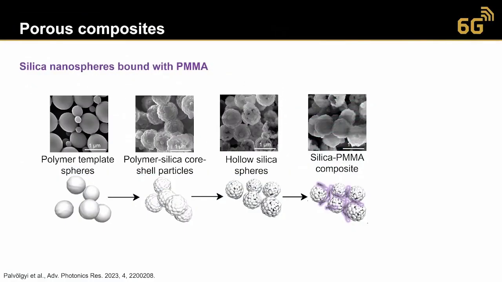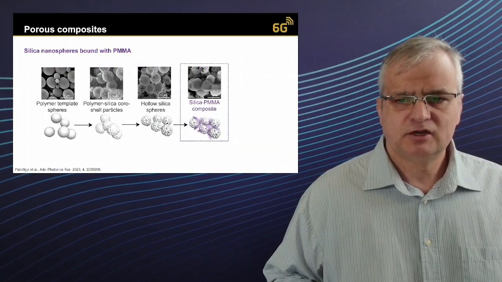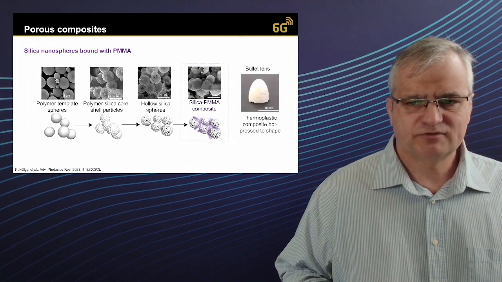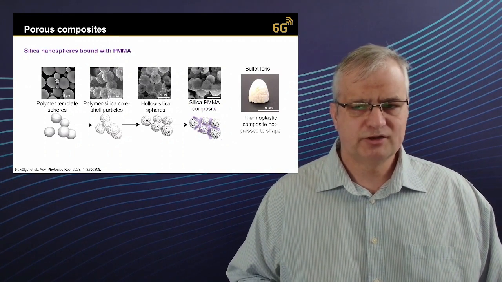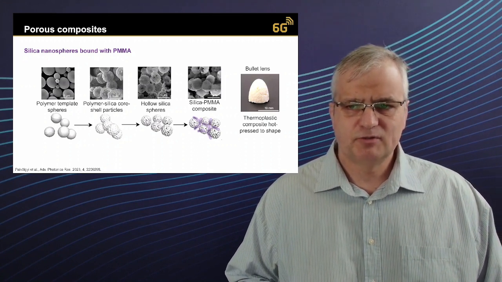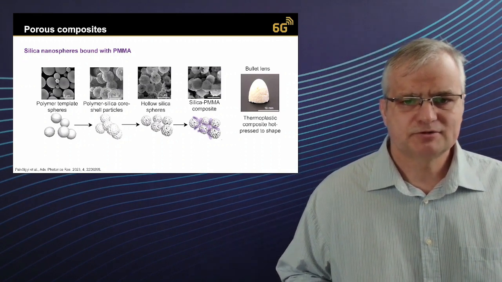The next example is very similar to the one I have just explained, so we start with the polymer template, coat it with silica, burn out the polymer core, but now instead of cellulose we use a polymer binder so that the particles are glued together and have even better mechanical integrity than in the previous case. When we use, for instance, polymethyl methacrylate as a binder polymer, this polymer is a thermoplastic, so the composite itself is going to be a thermoplastic composite that can be hot pressed to virtually any shape, and in this case we demonstrated a bullet-shaped lens operating at very high frequencies.